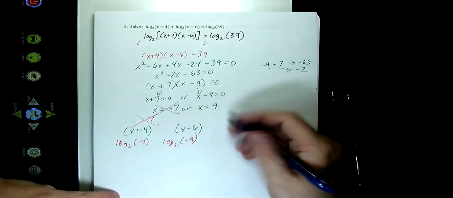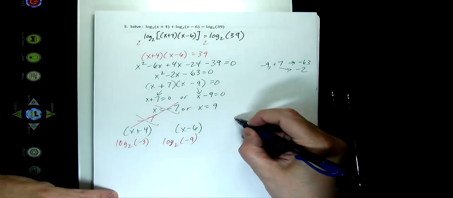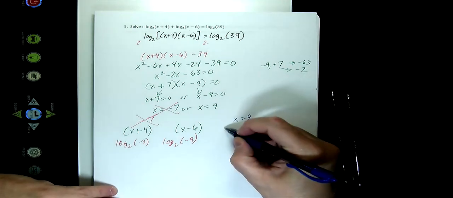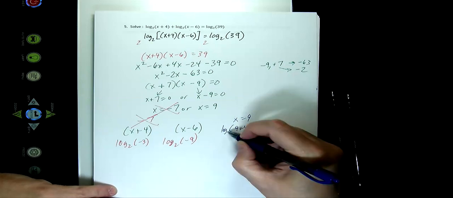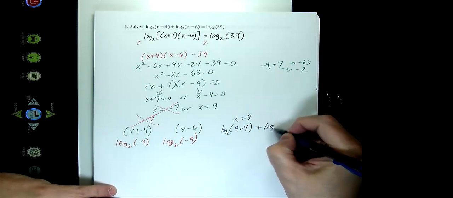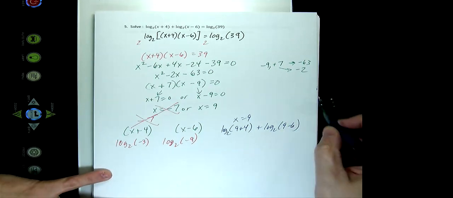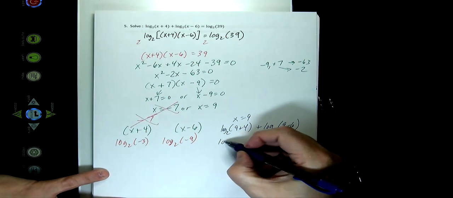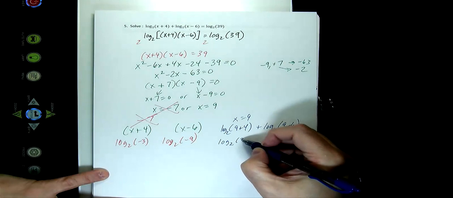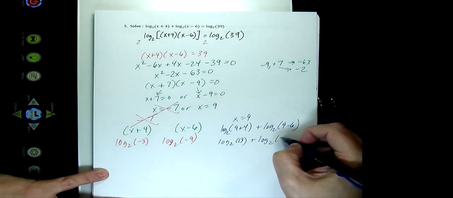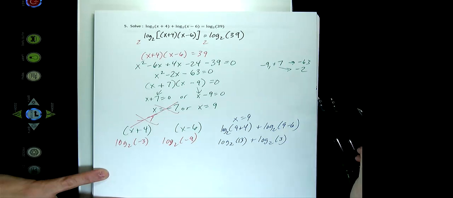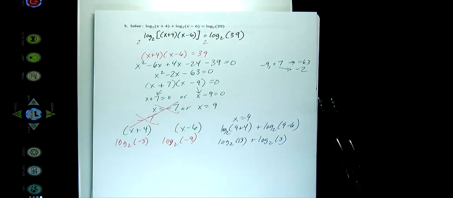Let's look at the 9. I have log base 2 of 9 plus 4 and log base 2 of 9 minus 6. That's log base 2 of 13 plus log base 2 of 3. Those are both positive, so that'll work. Now you could check them and go, really?